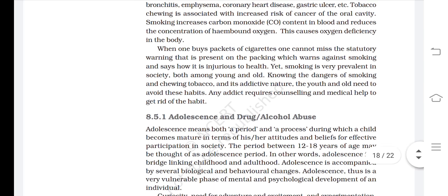When one buys a packet of cigarettes, one cannot miss the statutory warning that is present on the packing, which warns against smoking and says how it is injurious to health. Yet smoking is very prevalent in society both among young and old. Knowing the dangers of smoking and chewing tobacco and its addictive nature, the youth and old need to avoid these habits. Any addict requires counseling and medical help to get rid of the habit.